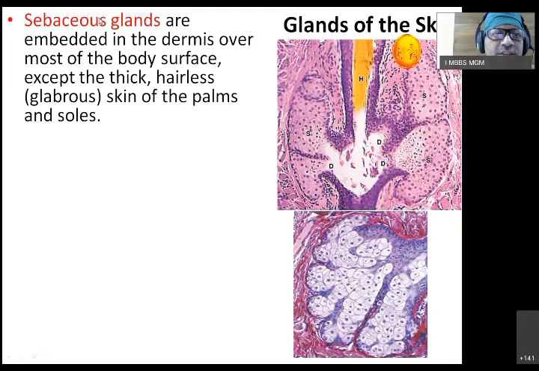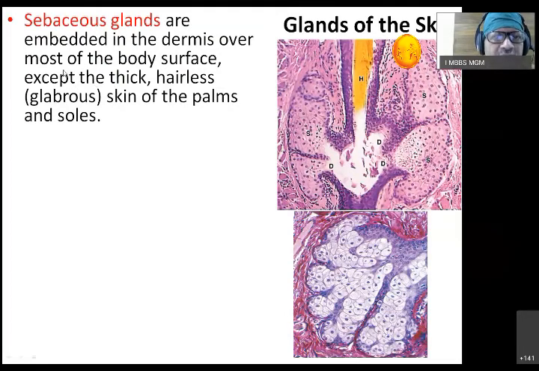So the sebaceous secretion has three roles to play. One, it gives a texture to the skin. Second, it gives protection against cracking and mechanical injury. Third, it prevents the extra fluid loss.